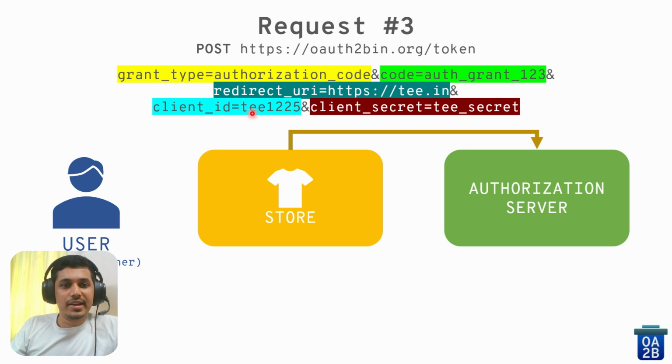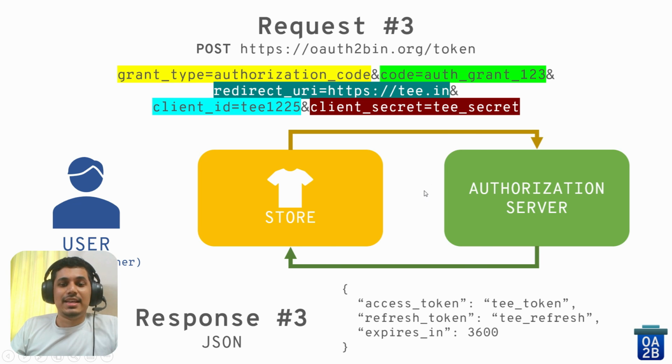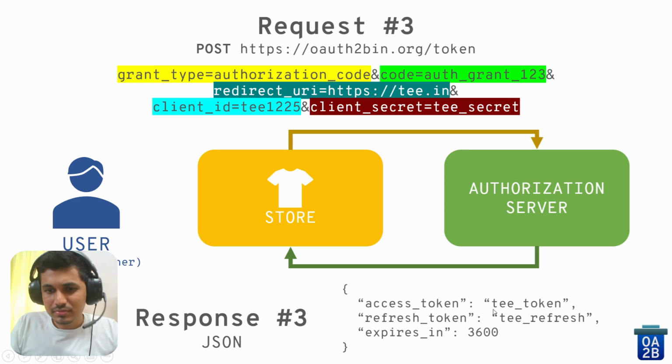We mentioned our client ID so that the authorization server, the token endpoint of it, knows who is sending this request, and we also mentioned the client secret. Okay, so pretty straightforward. And if all of this checks out, the server will give us an access token. We finally have an access token.